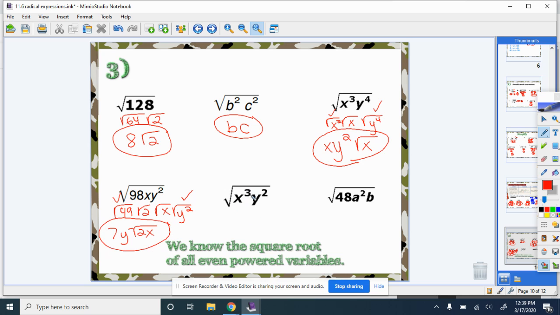Here's another odd-powered variable. Oh no. So I want to break it up into something times x, which in this case would be x squared again. So I know the square root of x squared is x, I know the square root of y squared is y, and I'm left with root x. So xy root x. All right, 48, let's use root 16 and root 3, root a squared and root b. I know the square root of 16 is 4, I know the square root of a squared is a, and I have root 3b that I can't do anything else with.